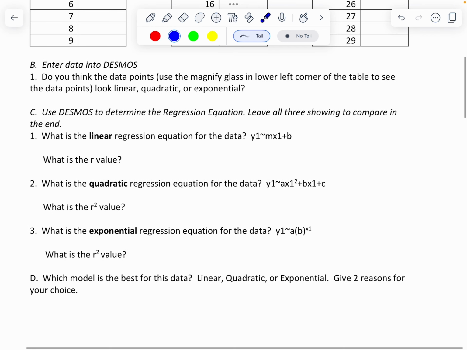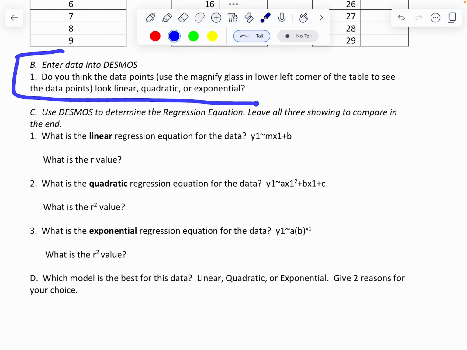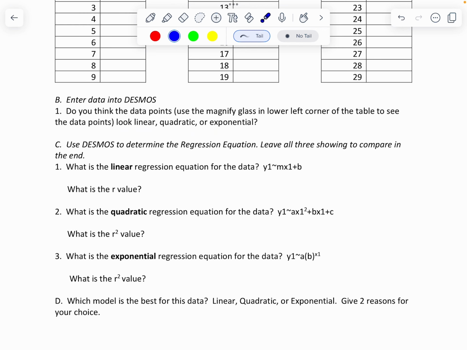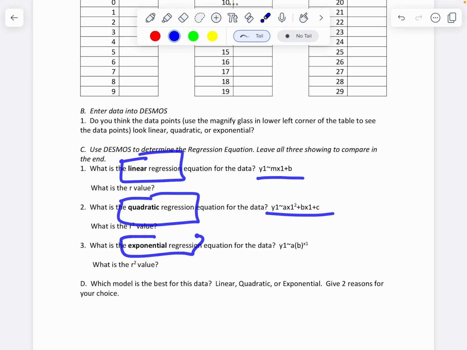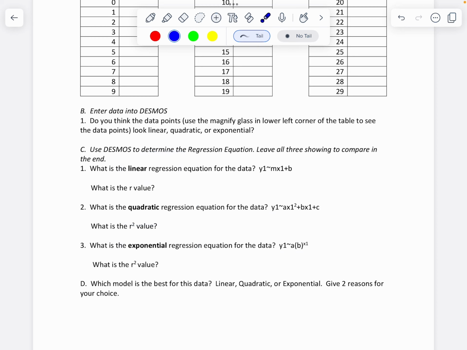The first thing that I want you to do is analyze. Do you think that those data points look linear, quadratic, or exponential? Graph it, click the magnifying glass, and see what you think they are. Use Desmos to determine the regression equation. You're going to run a linear regression, a quadratic regression, and an exponential regression using that equation.